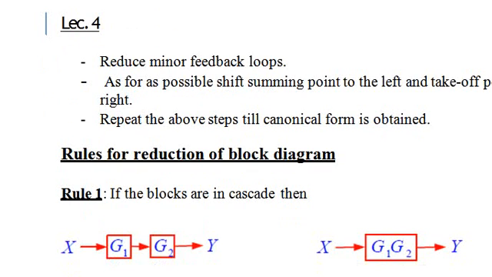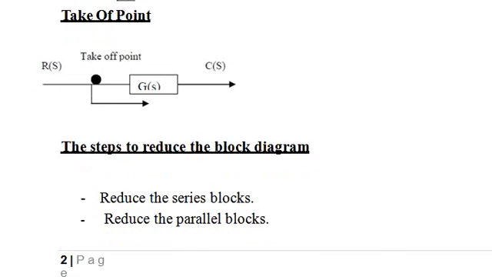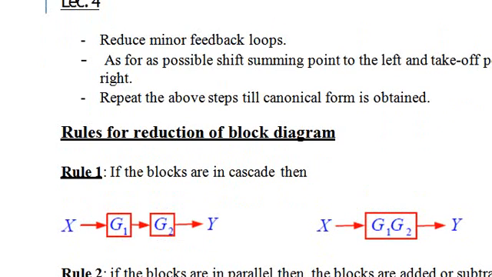Here are the steps to reduce the block diagram: reduce the series blocks, reduce the parallel blocks, and reduce the minor feedback loops. As far as possible, shift the summing point to the left and the takeoff point to the right. Repeat the above steps till the canonical form is obtained.